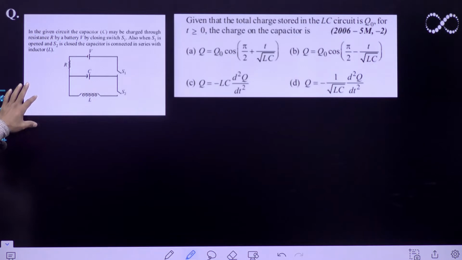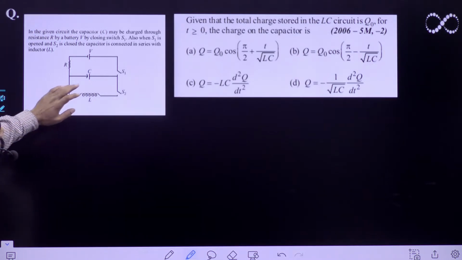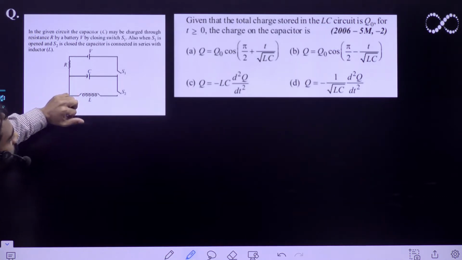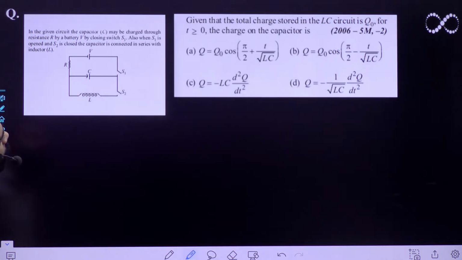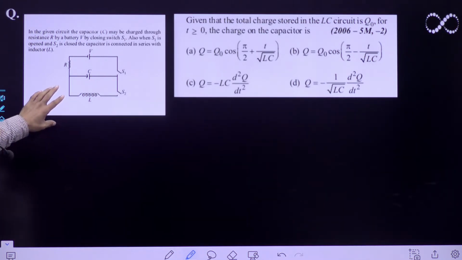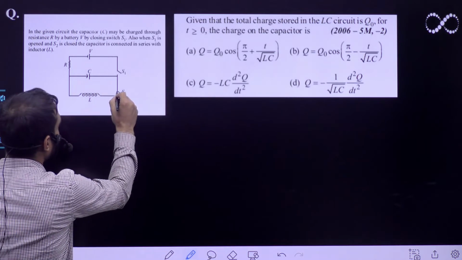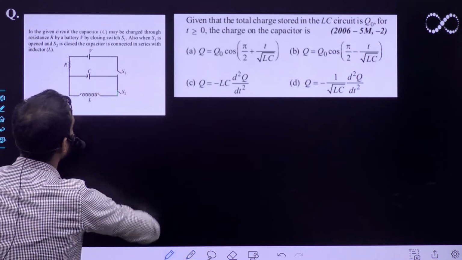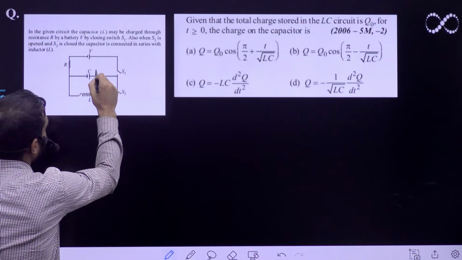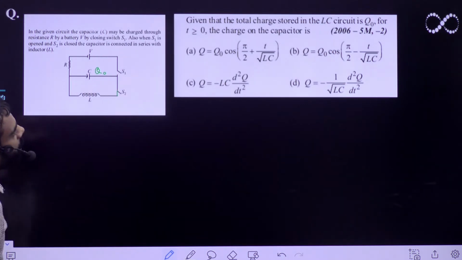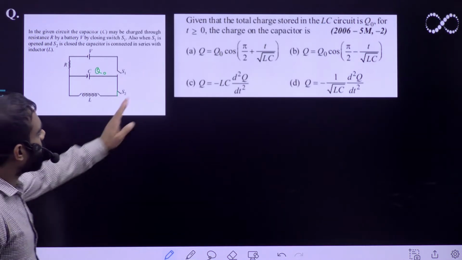See, in this question a paragraph is given, and it says that the total energy is stored in an LC circuit. So this is the LC circuit, the lower part. The total charge stored in the LC circuit is Q naught for t greater than or equal to 0. The Q naught given in the equation is Q max. So the question is talking about the lower part of the circuit, and here the capacitor's Q max is equal to Q naught. It is given, the total charge. So what is the charge on the capacitor for t greater than or equal to 0?